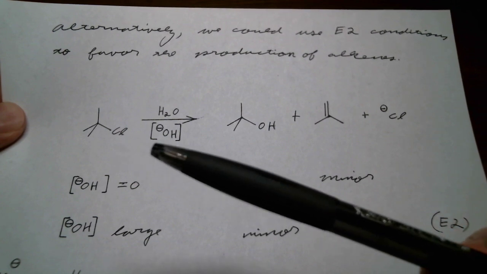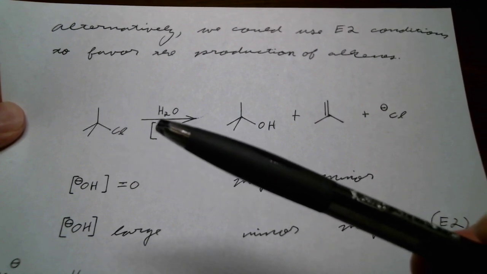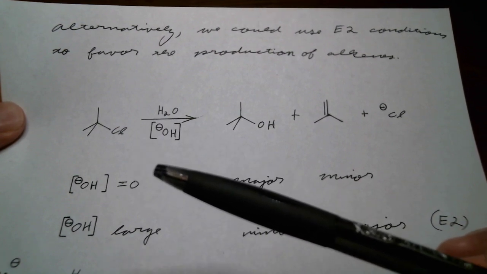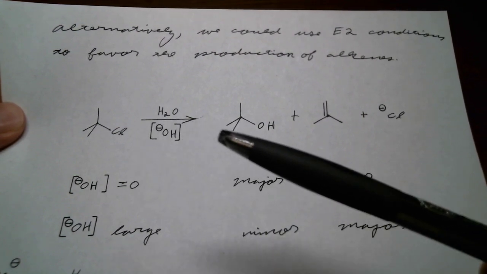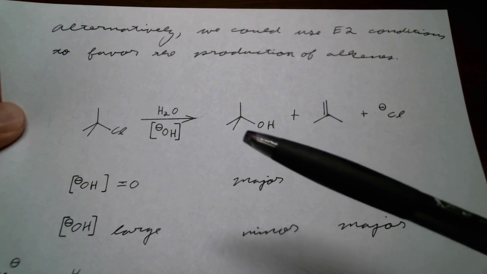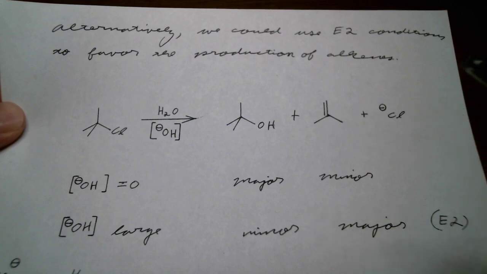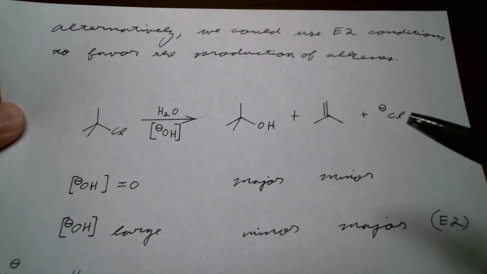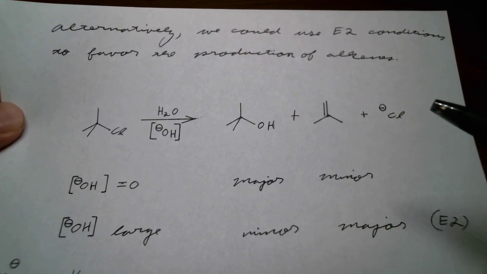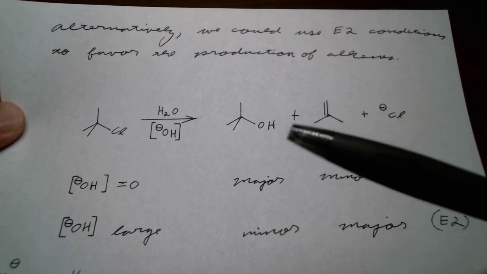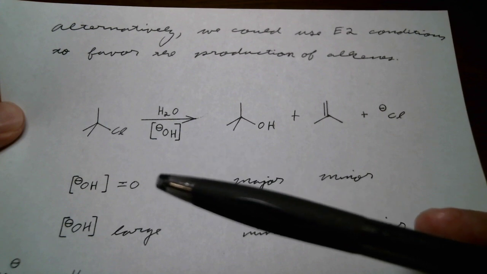And so let's say we have 2-chloro-2-methylpropane, tert-butyl chloride, and we throw it in water. If we just have water, that is, our hydroxide concentration is 0, we will get an SN1 product, and then we'll get an E1 product. And of course HCl, which is dissociated, so we'll have Cl minus and H3O plus.